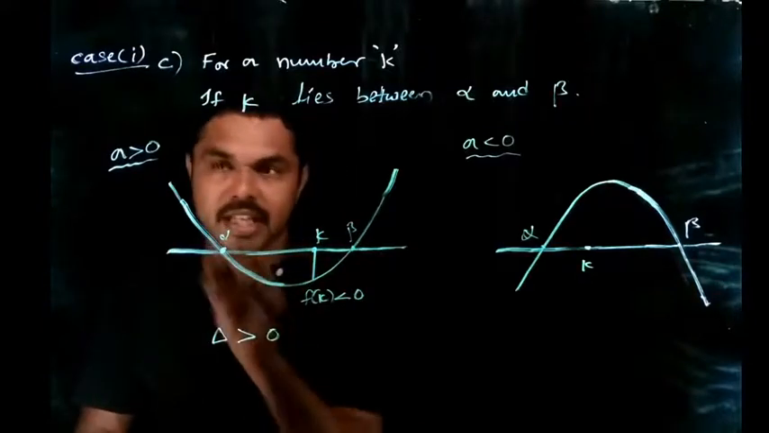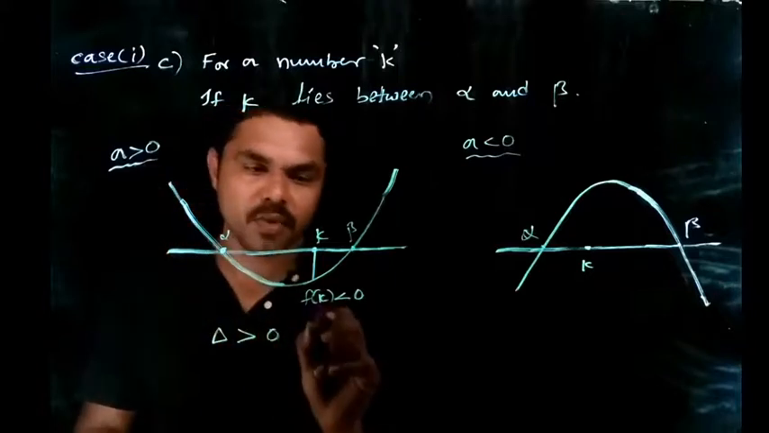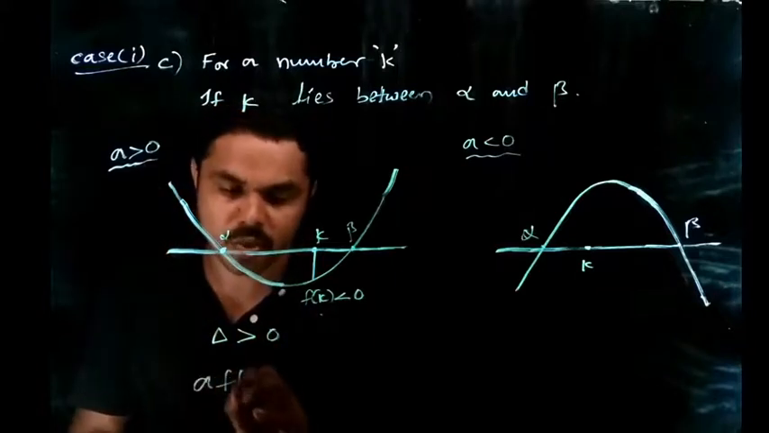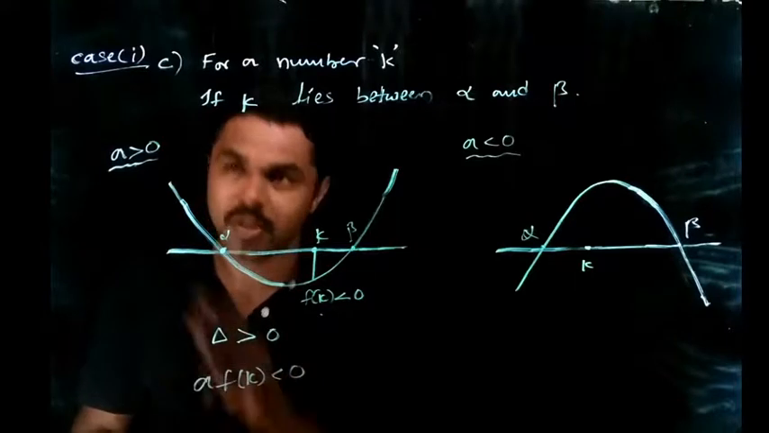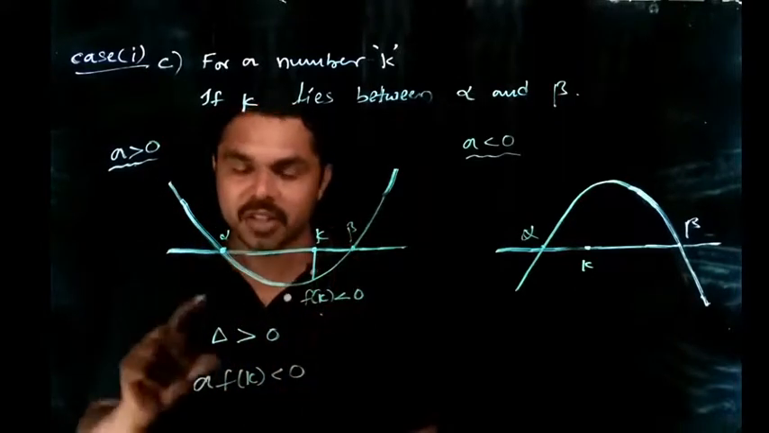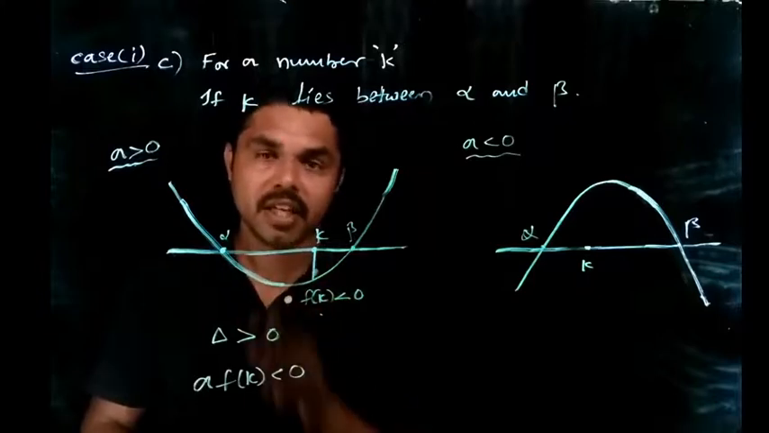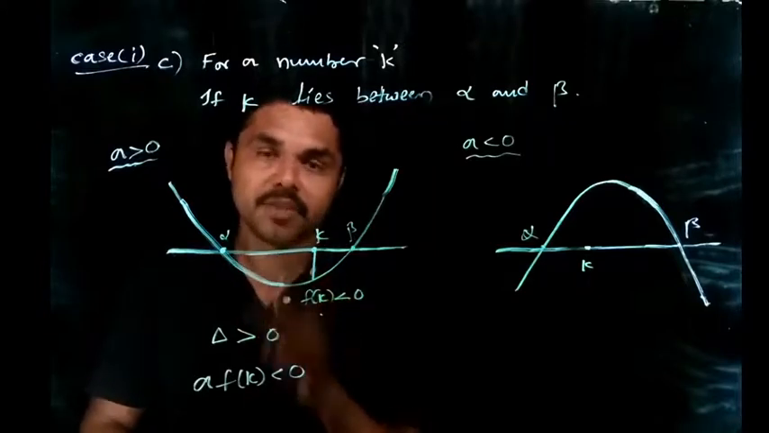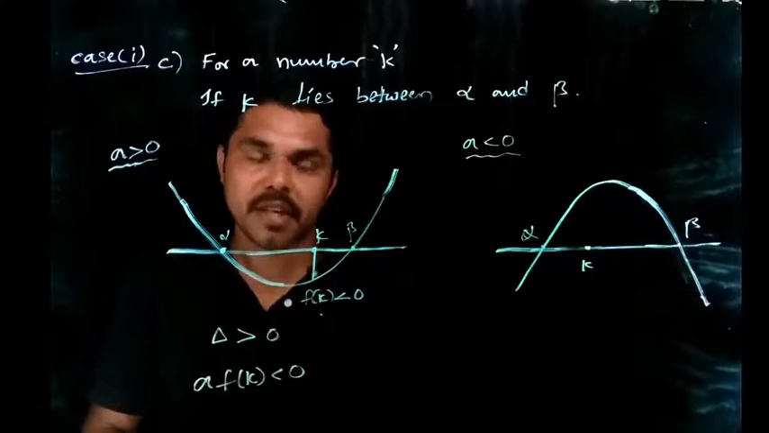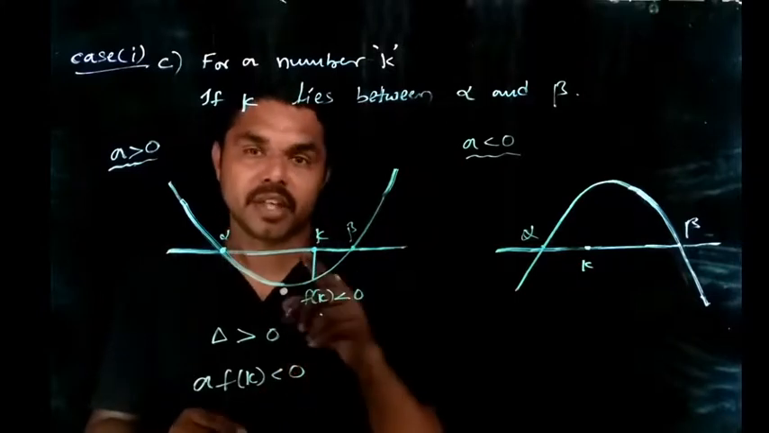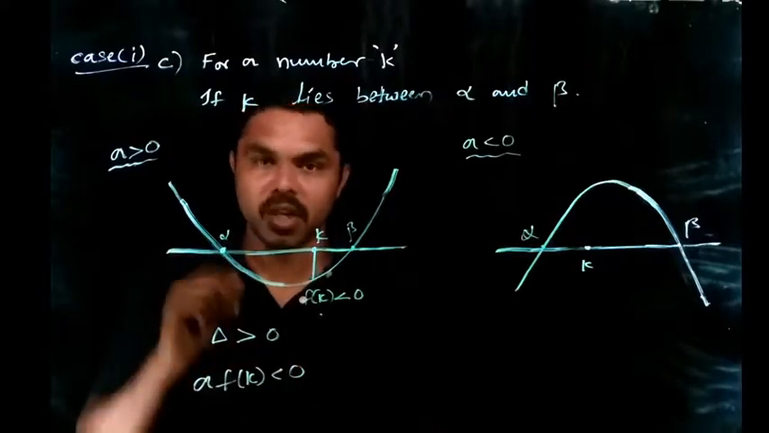The second condition is a is positive, f of k is negative. So a into f of k is also negative. Positive into negative, negative. These two conditions only we get. Here the constant k can lie anywhere in between alpha and beta. So we cannot make a relation between minus b by 2a and k. So we got only two conditions.